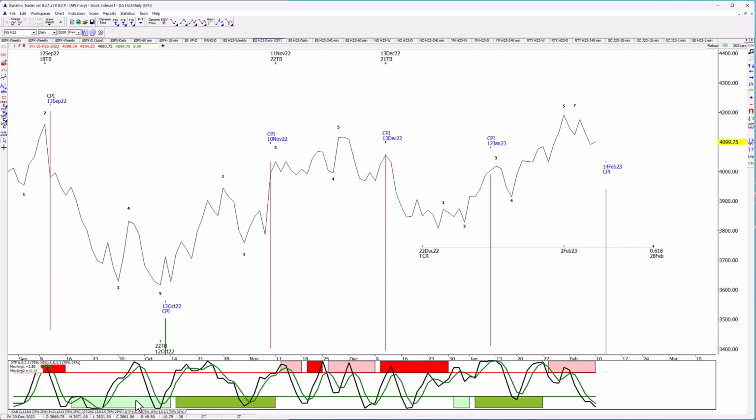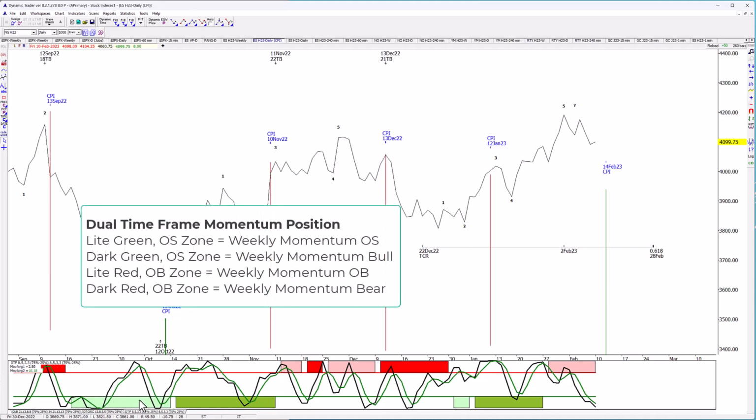The light green cycle just in the oversold zone just indicates that the market is oversold on the weekly momentum. The darker green means it's actually bullish. The weekly momentum cycle is bullish. Light red, the weekly momentum cycle's overbought, warning that a weekly high should be near. The dark red indicates that the weekly momentum is bearish and not oversold, meaning that more than likely the weekly cycle will be sideways to down for a while.